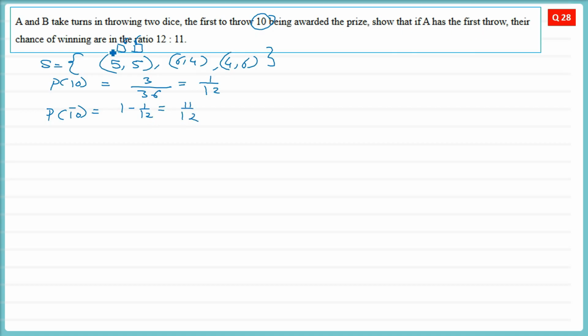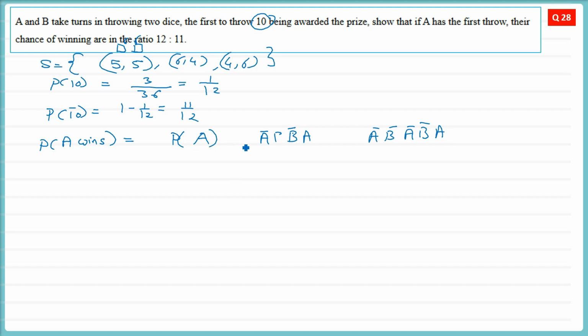Now A starts followed by B. So A can win, B can win, and the ratio of their chances of winning is 12 by 11. So probability of A winning: A will win at the first go. He throws and gets a 10, any of 5 5, 6 4 or 4 6. Or if A doesn't get a 10, B has to fail so that A wins. Then A fails, B fails, A again, then B has to fail so that A could win.